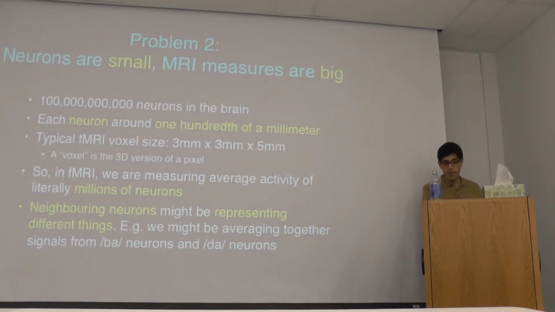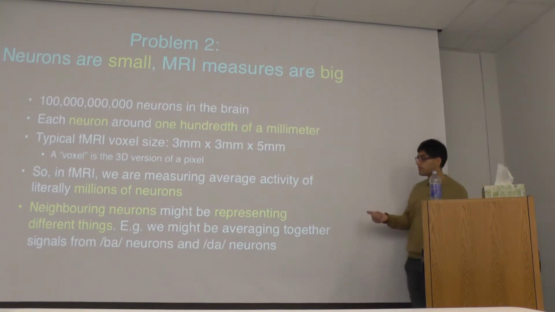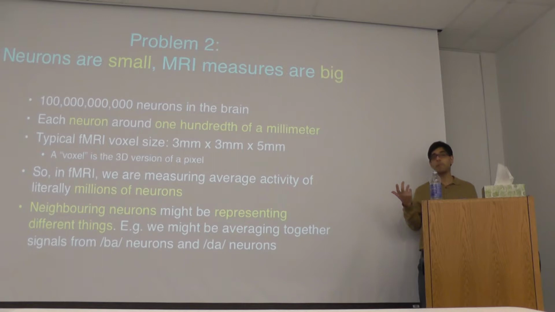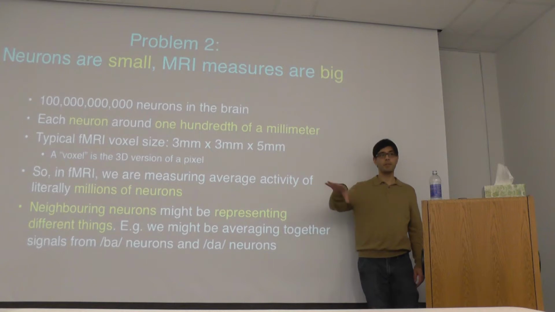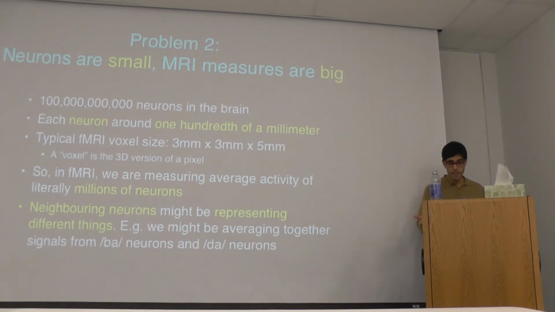fMRI measures are big. There are at least 100 billion neurons in the brain, probably more depending on how you count it, depending on what cell types you count. And a voxel, even if you have a good resolution, is at least several millimeters across. So there's literally millions and millions of neurons in there, and they might be representing different things. This sounds negative, but I want to emphasize that despite all these obstacles, we actually can ask interesting questions. But I think it's very important to be aware that these are real obstacles. Different neurons may represent different things, and they're all together in a voxel. We're just bunching them all together.